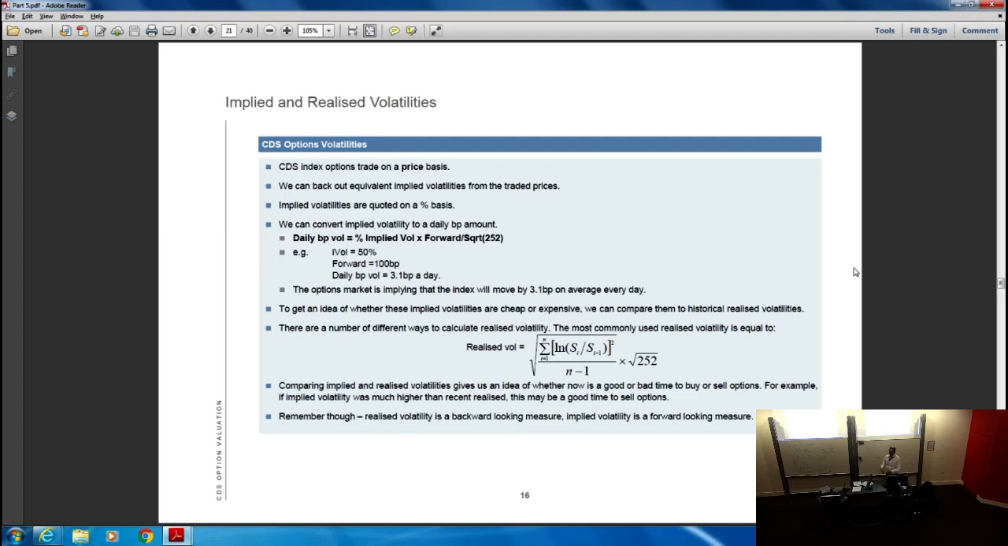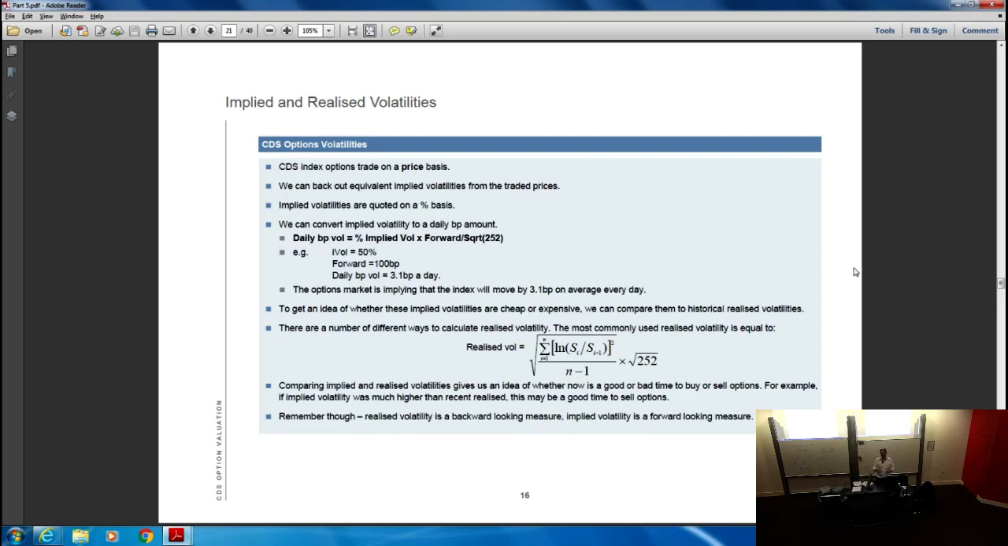So when we look at these options, we look at the implied volatility, and the implied volatility is quoted on an annual spread basis. Okay? So when you look at a CDS option, the volatility will be a percentage volatility based on the spread. So 60% basically means an annual spread volatility of 60%.